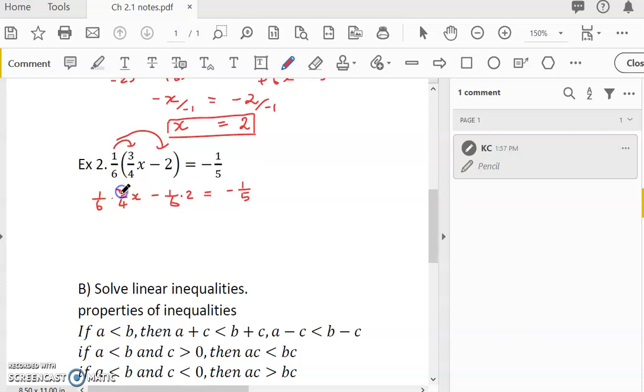When you simplify this, so 3 and 6 can cancel. So you have 1/8 of x minus 2, and 3 also can cancel, right?